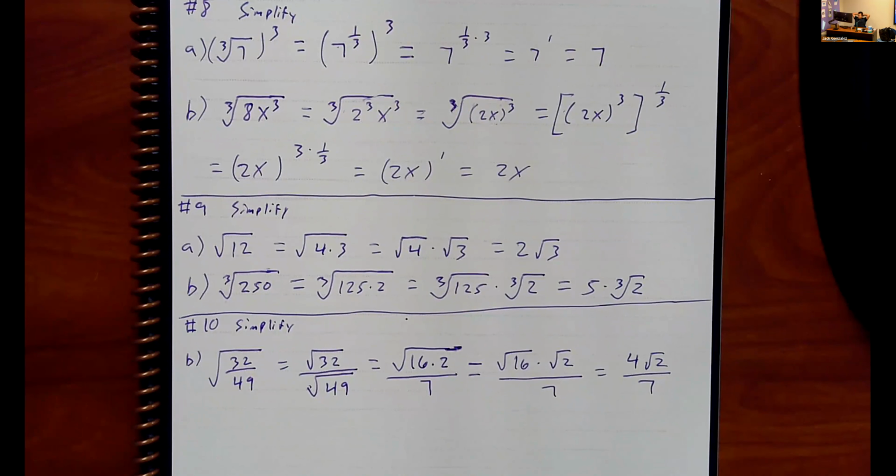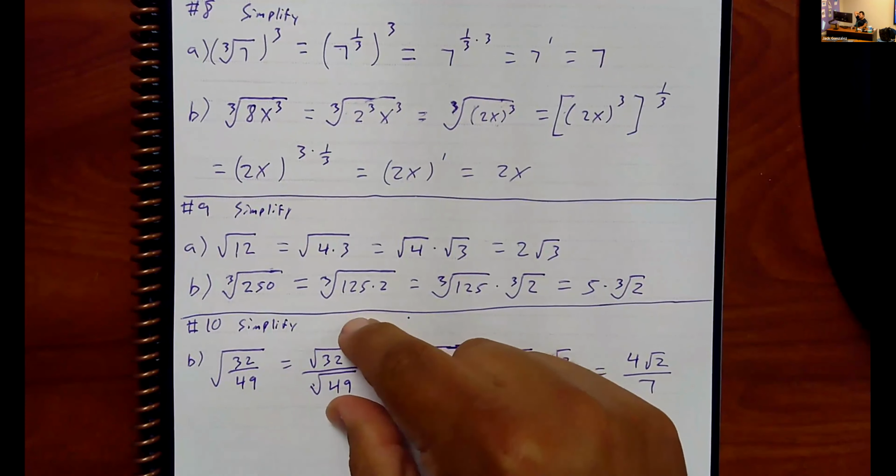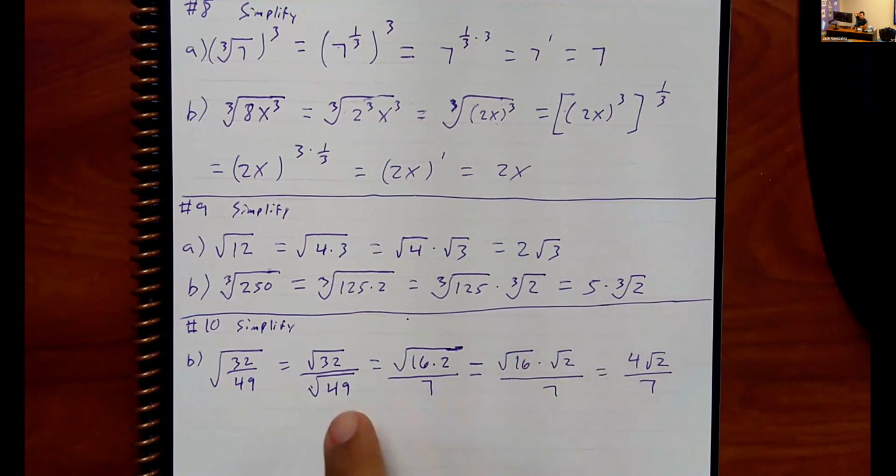That makes sense. See how we're doing the exact same thing we did on part A up here? It's just that we had to separate the fraction first, and we did it on top. The bottom just turned out to be an easy one, so we didn't have to do much here. But that's the process. Any questions on 10? All right.